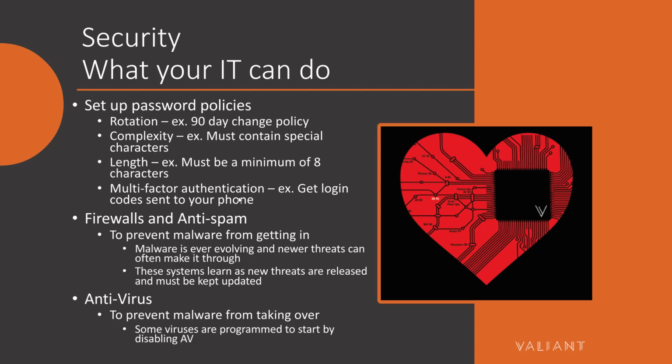There's also equipment and software we can put in place. Firewalls and anti-spam can prevent malware and the like from getting into your network. They are both updated regularly so they can catch the newest threats. A firewall sits at the front of your network to filter all the traffic, and anti-spam reviews emails and removes ones that follow the obvious spam or scammer patterns before they ever get to your inbox. Antivirus should be on all your systems, as it prevents malware from taking over. One thing to note, though, is that some viruses are programmed to start by disabling antivirus. So if you get a pop-up notification that something is wrong or your antivirus has stopped working, contact your IT professional, because it could be the first step to a viral takeover.